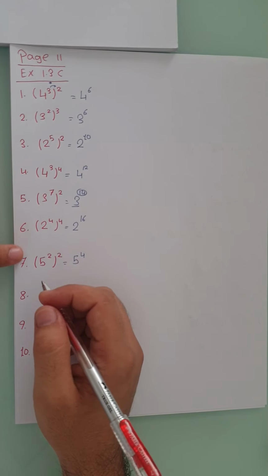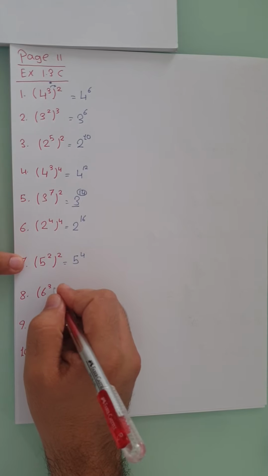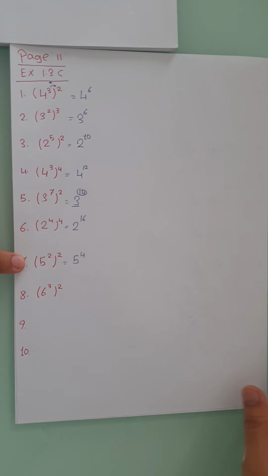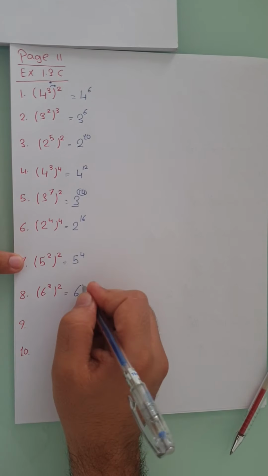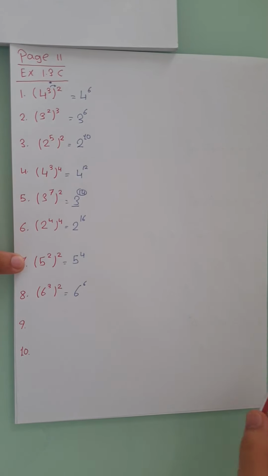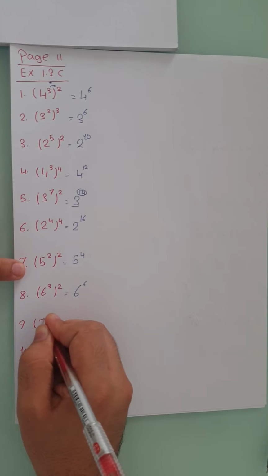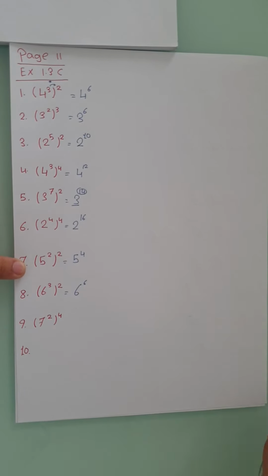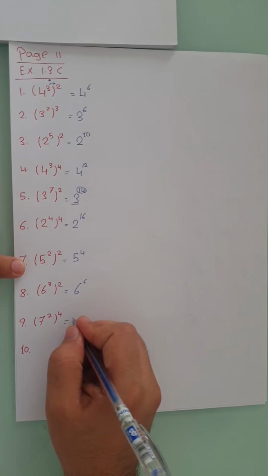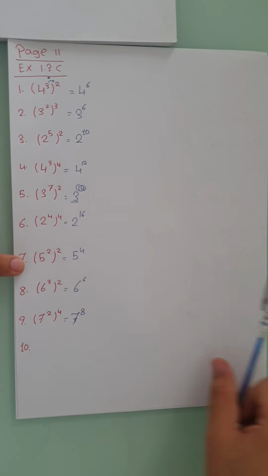Question number 8. 6 to the power of 3, to the power of 2. So it's going to be 6 to the power. 3 times 2 is how much? 6. So 6 to the power of 6. Question number 9. 7 to the power of 2, to the power of 4. Okay. So 2 times 4 is how much? 8. So 7 to the power of 8.